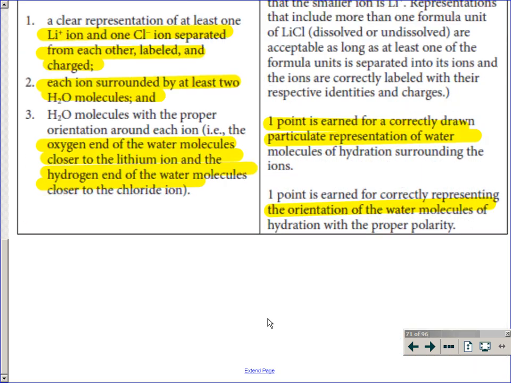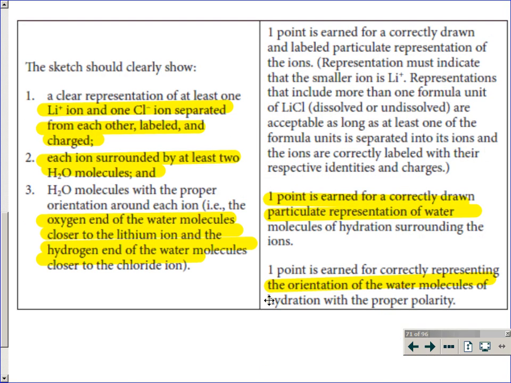So in order to get all your credit, your sketch had to include at least one lithium cation and one chloride anion, labeled and charged. If you didn't put the charge, you don't get any credit because you didn't follow instructions. Draw at least, well, they have 4 water molecules, so you should put them kind of symmetrically, like 2 and 2, 1 on each ion, with the oxygen oriented towards the lithium. Oxygen is partially negative, so it should orient itself towards the lithium's cationic charge, and then the hydrogen end of the water molecule should be oriented toward the chloride because of opposites attract.